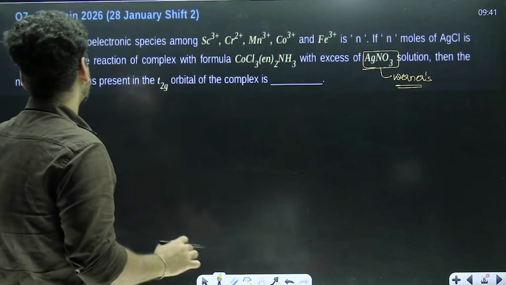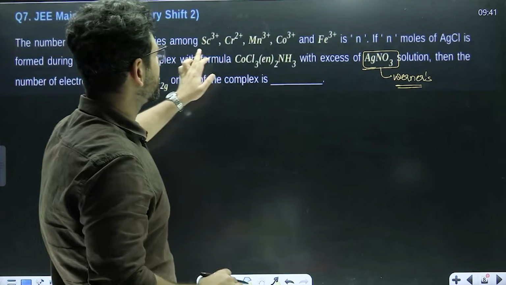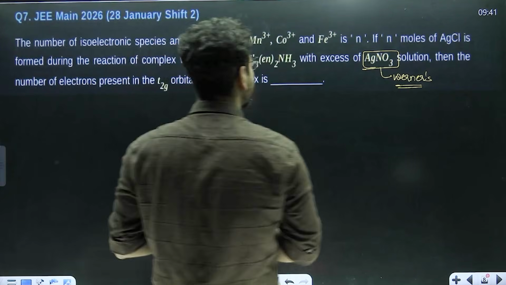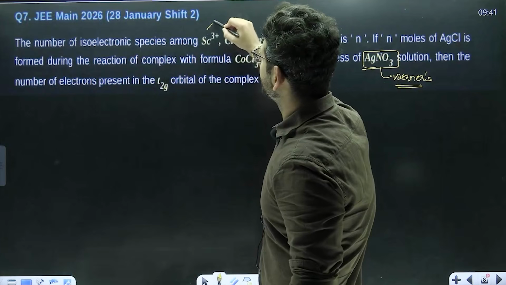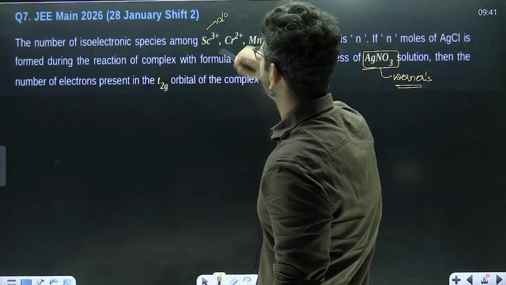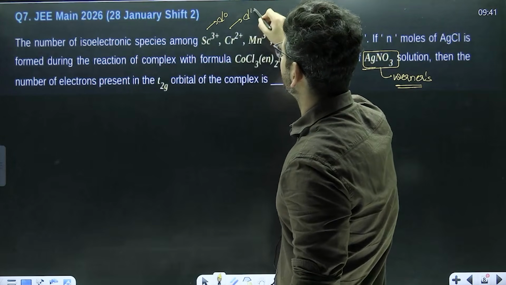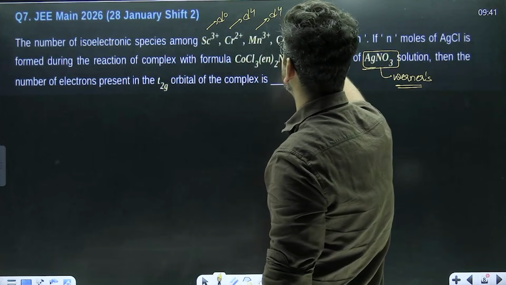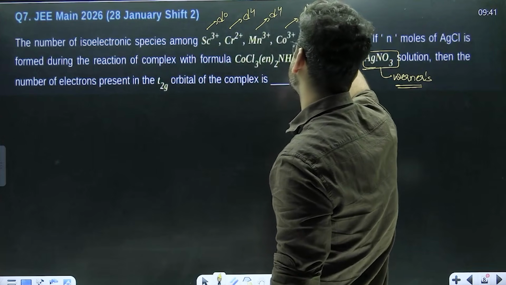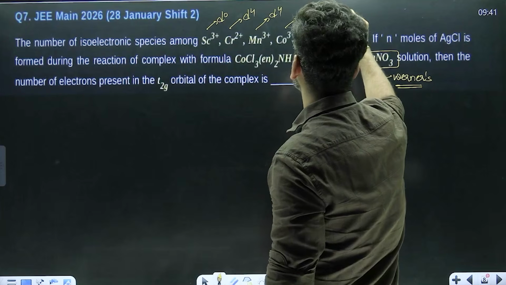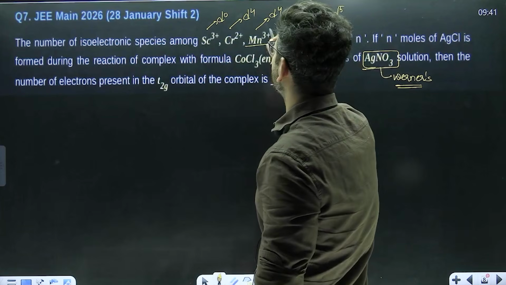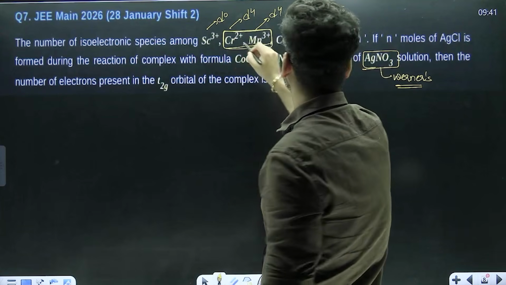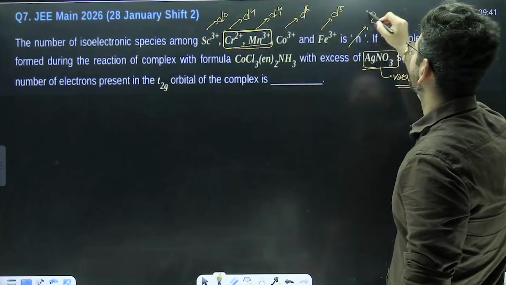Question is, number of isoelectronic species among them are n. Let's see isoelectronic. Scandium plus 3 is d0. Chromium plus 2 is d4. Manganese plus 3 is d4. So yes, these are. Cobalt plus 3 is d6. Iron plus 3 is d5. So only these two are isoelectronic. So answer is 2. n is 2.